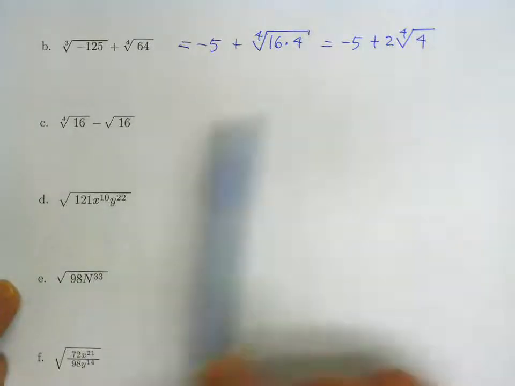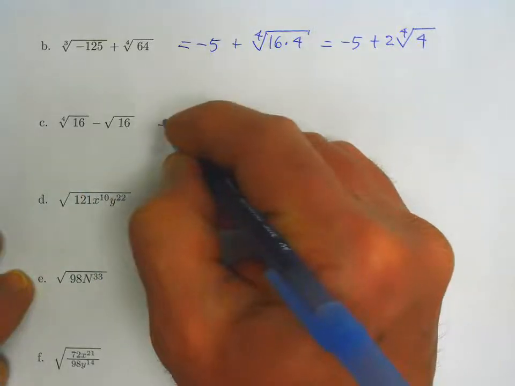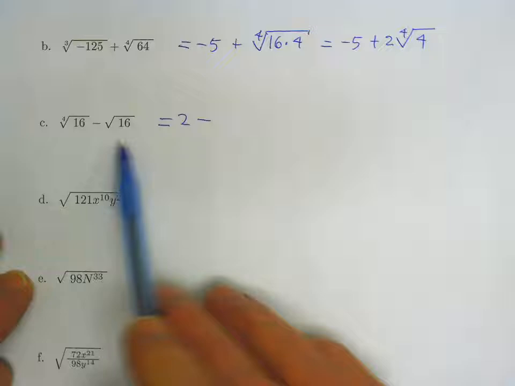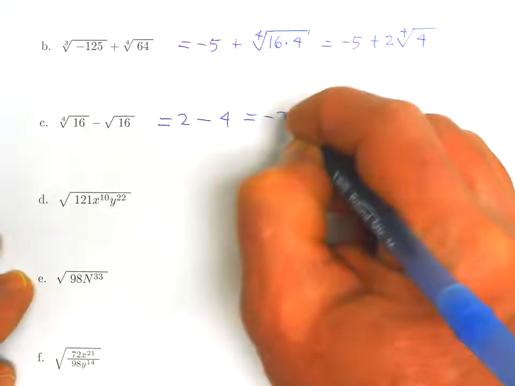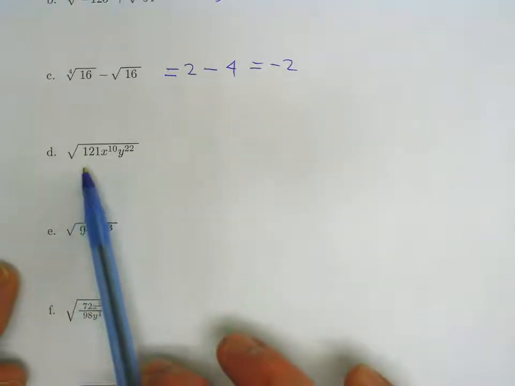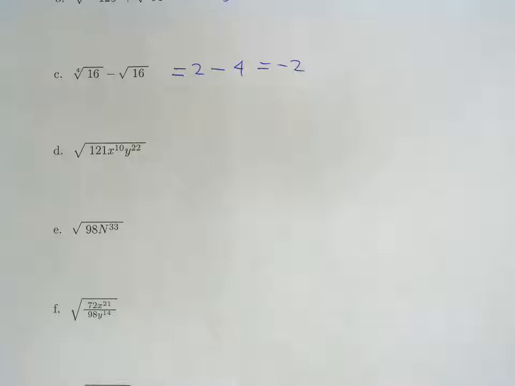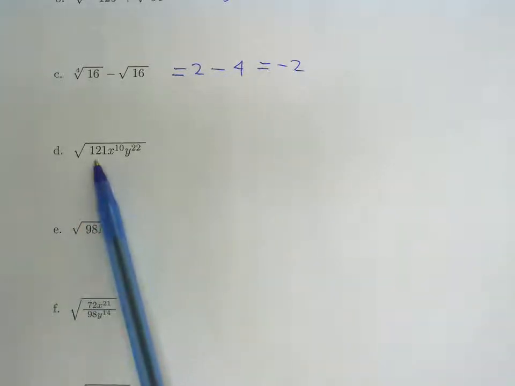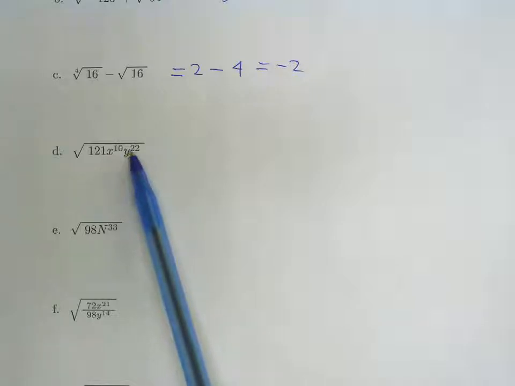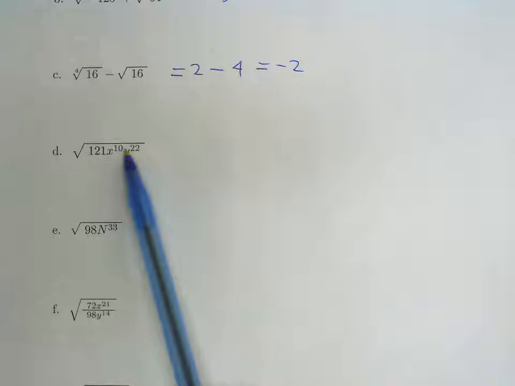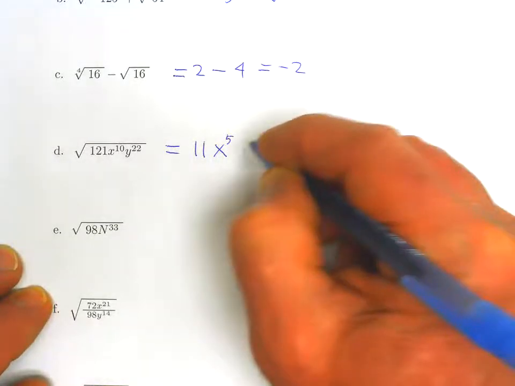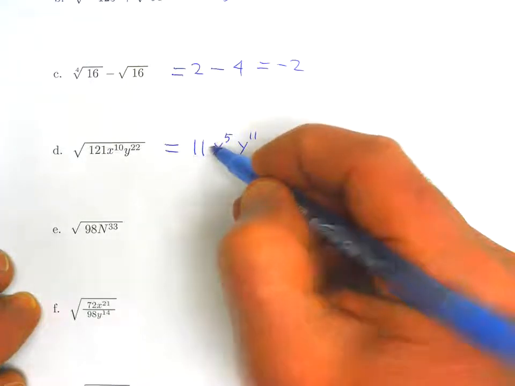Okay, the next one, the fourth root of 16, that's just the number 2, because 2 to the fourth power is 16, and the square root of 16 is 4, and then 2 minus 4 is negative 2. Okay, in the next example, the square root of 121x to the 10th, y to the 22nd. It's a square root, and 121 is a perfect square because 11 squared is 121. X to the 10th is a perfect square. Y to the 22nd is a perfect square. If the exponents are multiples of 2, then they are perfect squares. So we can just simplify this to 11, x to the 5th, and y to the 11th.